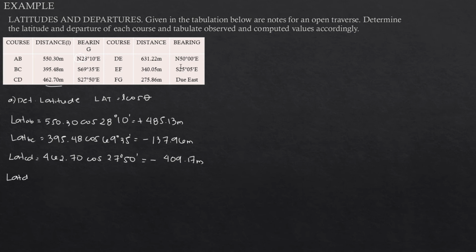Latitude DE. So, meron tayong distance na 631.22 times cos, bearing natin is sa north, so 50 degrees 50 minutes. So, is equal to, so, ito siya. So, north siya. So, positive 405.74 meters. So, latitude EF. So, EF na. Is equal to, distance natin na 340.05 times cos bearing, 25 degrees 5 minutes.